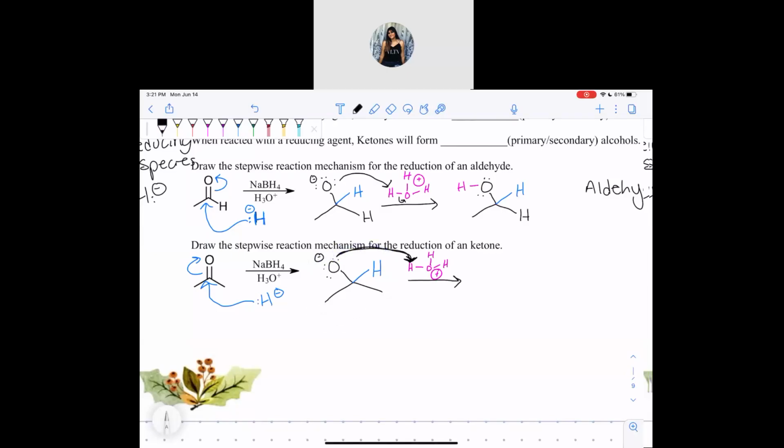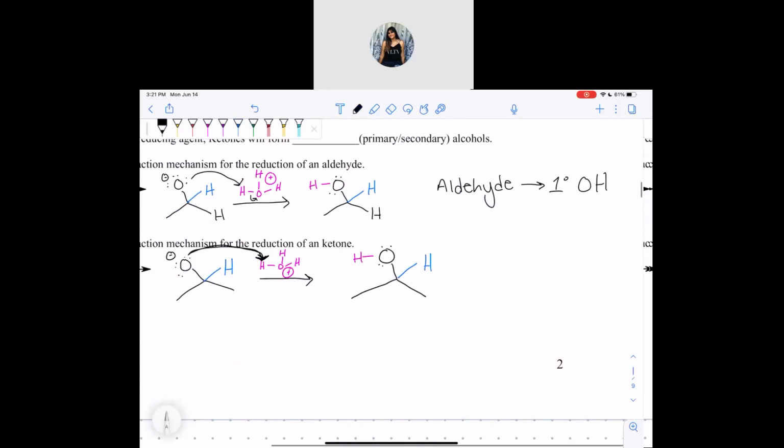So right here, we're going to protonate, and we go ahead and turn that into an O with 2 lone pairs and a hydrogen. And we also have to remember our hydrogen here. So, what kind of alcohol did we form? Primary, secondary, or tertiary? Secondary, yes. So let's go ahead right here and say that a ketone will make a secondary alcohol.